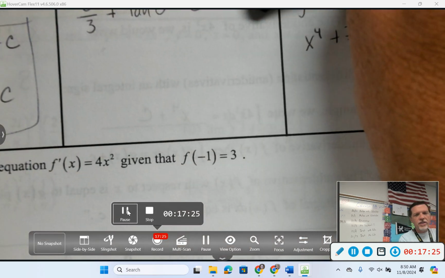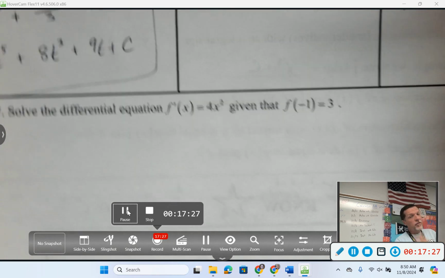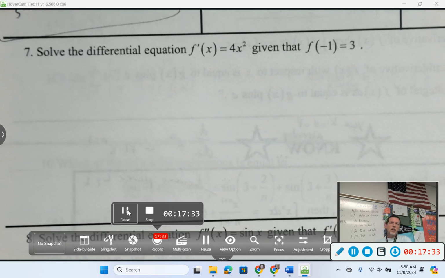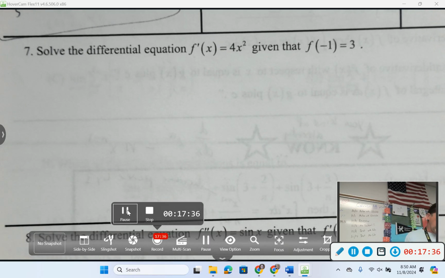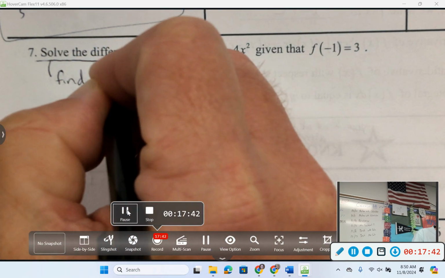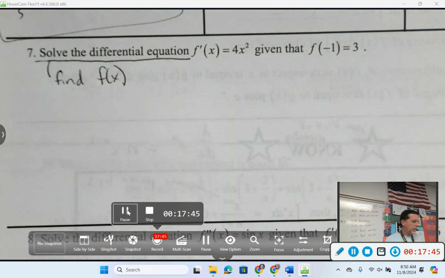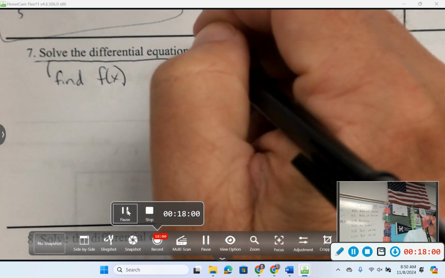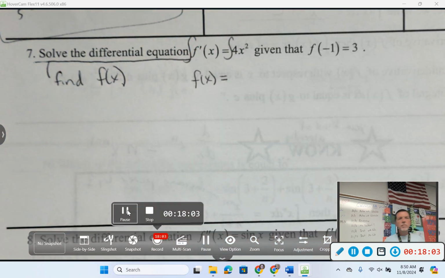Number 7, slightly different type of problem here. Solve the differential equation. Sounds fancy. F prime equals 4x squared, given that f of negative 1 equals 3. Solve the differential equation. What that means is find f of x. Well, they gave me f prime, so to get from f prime to f, I need to underivative one time. So let's underivative both sides, or antiderivative both sides, or integrate both sides.